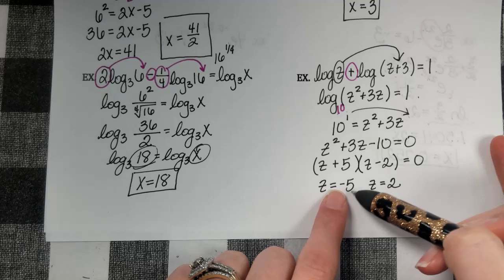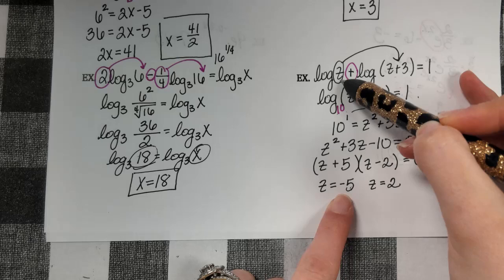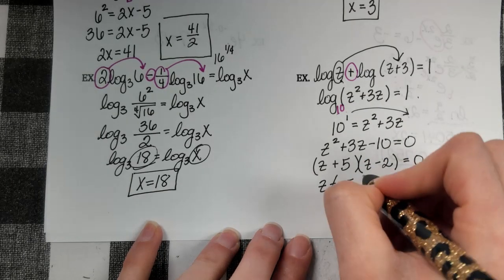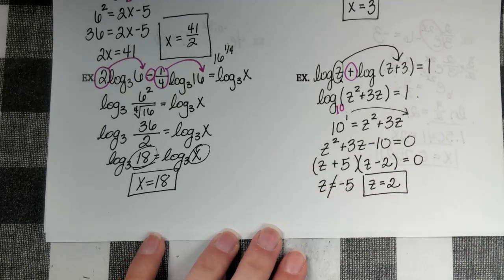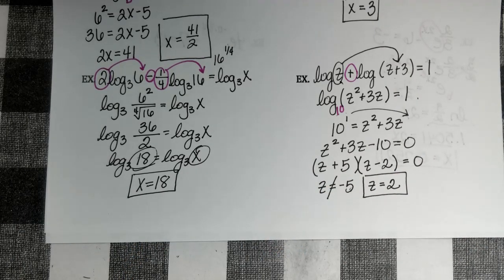Now, if you're not checking, you're going to box both of those and move on. But if I take this -5 and plug it in for z, what happens? You're taking the log of a negative, which I cannot do, so that's extraneous. The 2 will work when you check it. Okay. I know I'm going fast, but you're not following me.